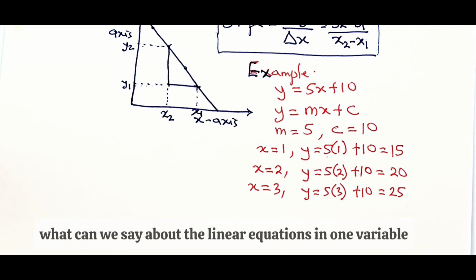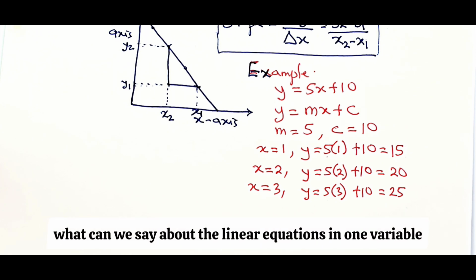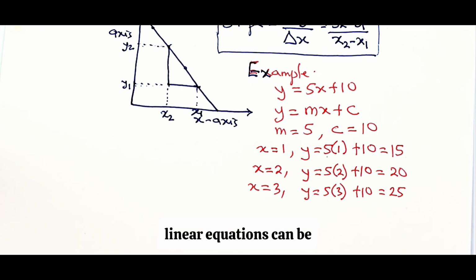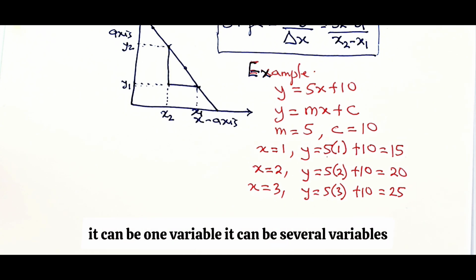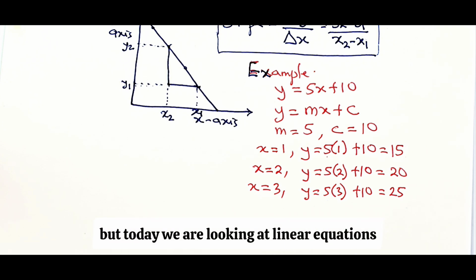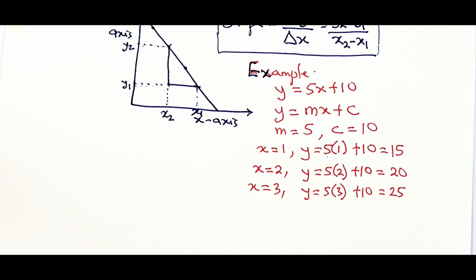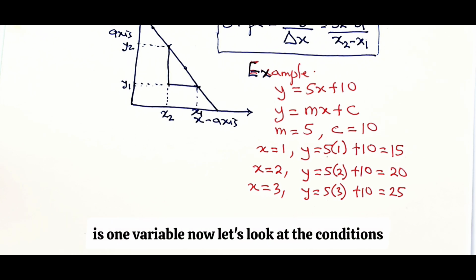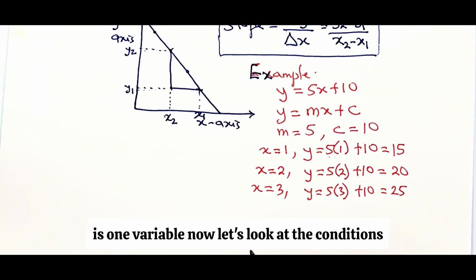Now, what can we say about the linear equations in one variable? Linear equations can have many variables. It can be one variable, it can be several variables. But today we are looking at linear equations in one variable. Before we do that, we have to look at the conditions under which a linear equation is in one variable. Now let's look at the conditions.